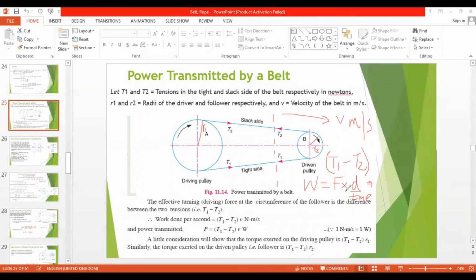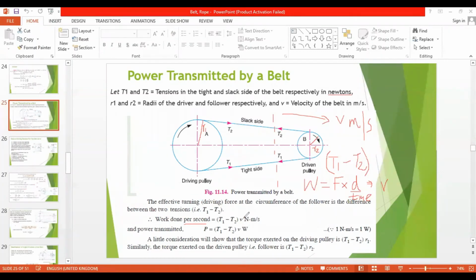We know distance upon time is equal to velocity. So work done in a particular time can be given by force into velocity. That's what is given here. Work done per second is equal to T1 minus T2, the resultant force, into V. V is the velocity of the belt, in newton meters per second.